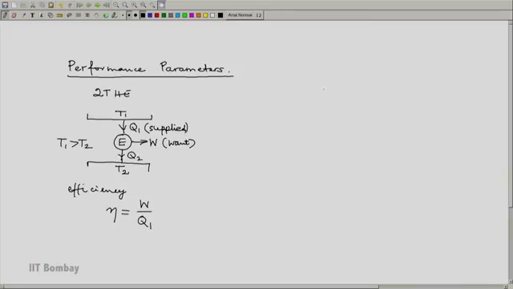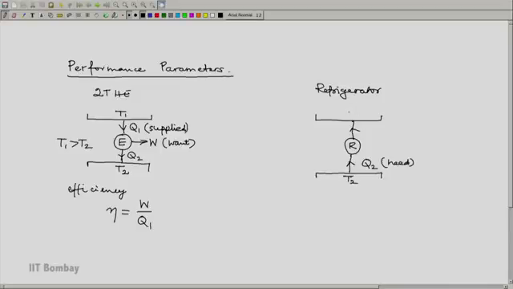When it comes to a refrigerator, which you may call a 2T refrigerator, we need to extract Q2 from the low temperature system at T2. We have to provide work, this is what is supplied, and of course Q1, which by the first law equals Q2 plus W, will be rejected to T1.